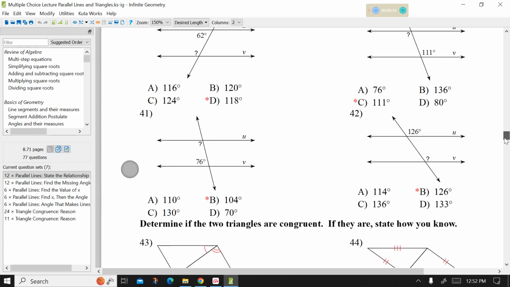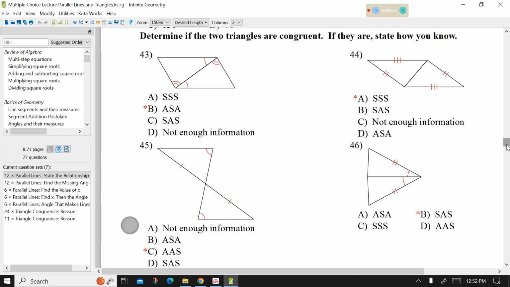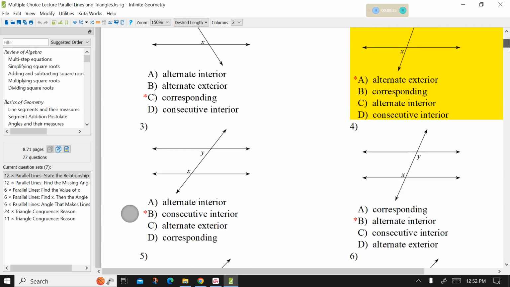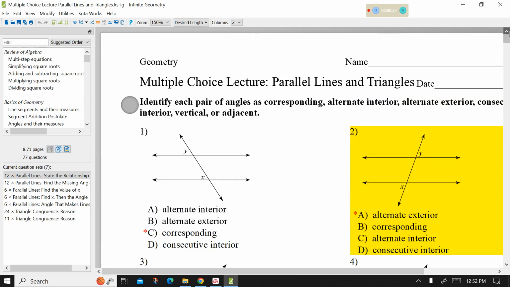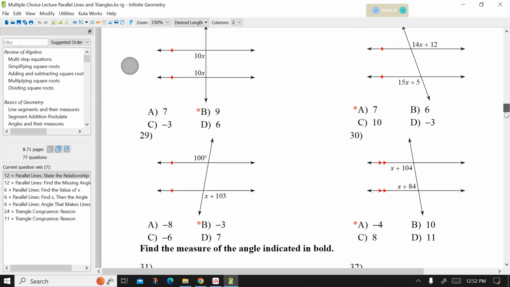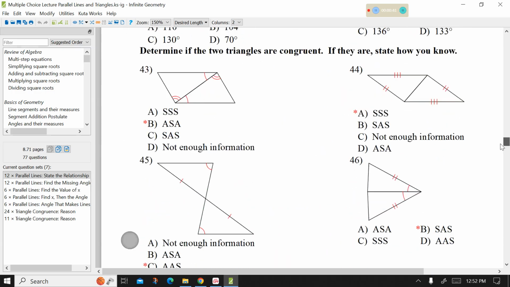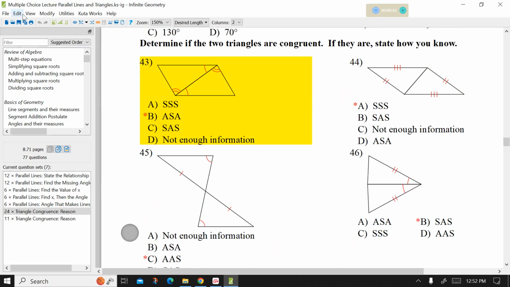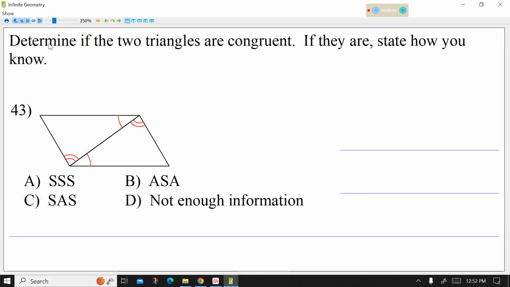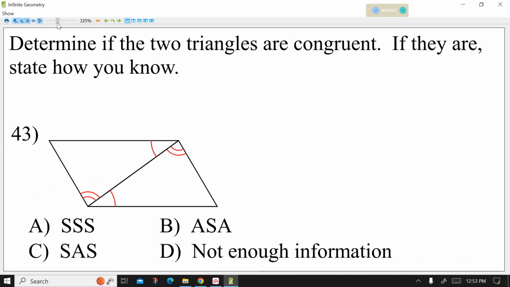The main purpose of this video is going to be to talk about the congruent triangles. Again, we're looking at the assignment called multiple choice lecture. So I'm going to get to the congruent triangles problems, and we'll use these to talk about what's happening here.